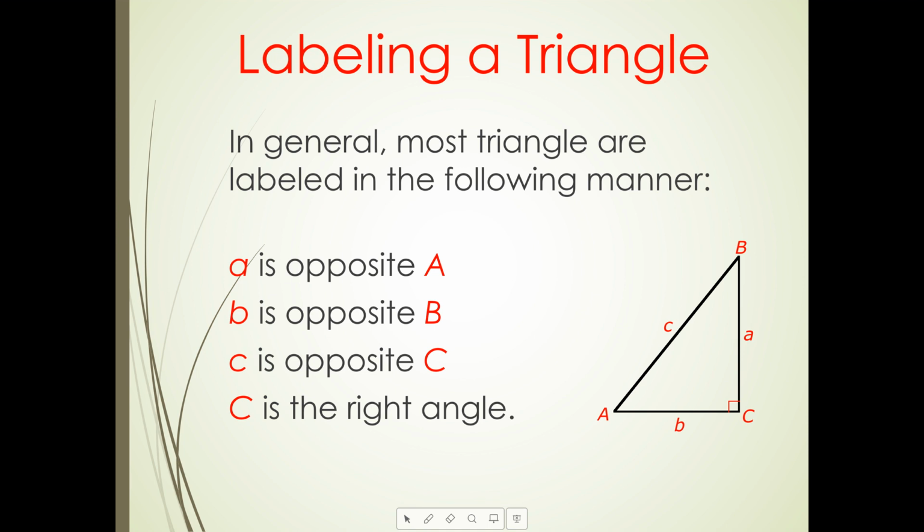Not every triangle will be labeled like this. If you have a triangle labeled DOG, it's going to look different, but the process is still the same. Little o will be opposite capital O, little d will be opposite capital D, little g will be opposite capital G.